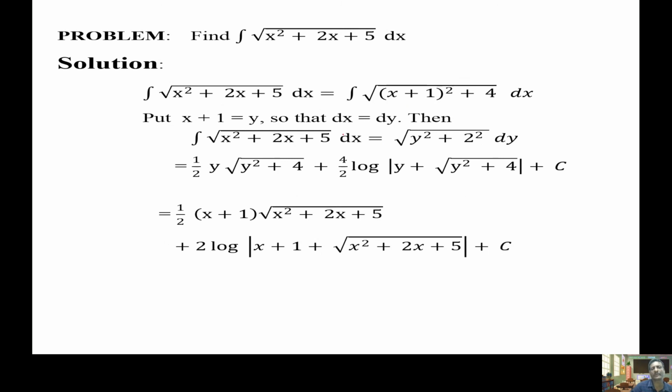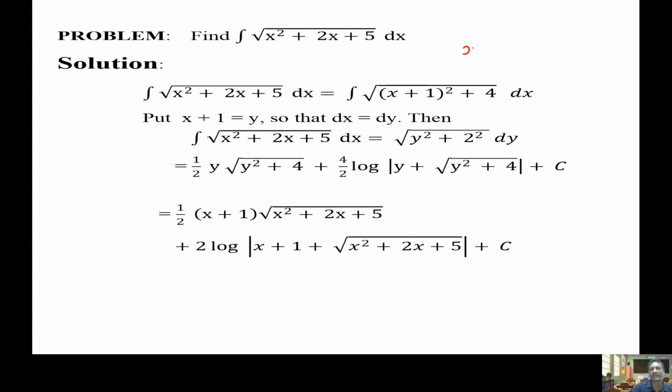Integral of root of x squared plus 2x plus 5. So you have to use the method of completing the square. It becomes root of (x plus 1) the whole squared plus 4, because the coefficient of x is 2, its half is 1, and the square of 1 is 1. So (x plus 1) the whole squared.